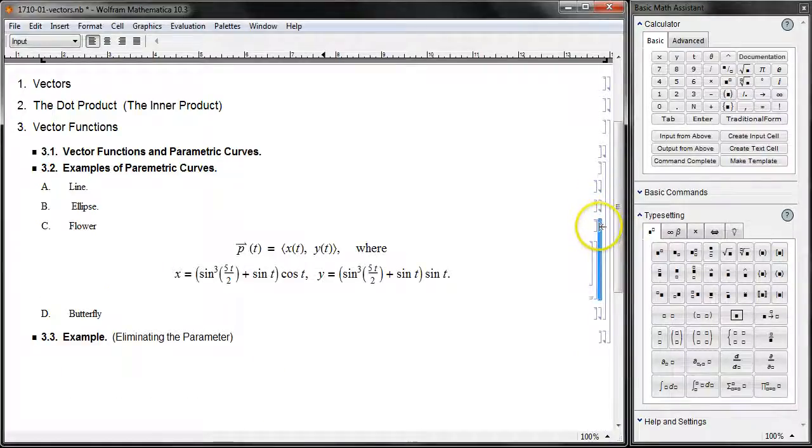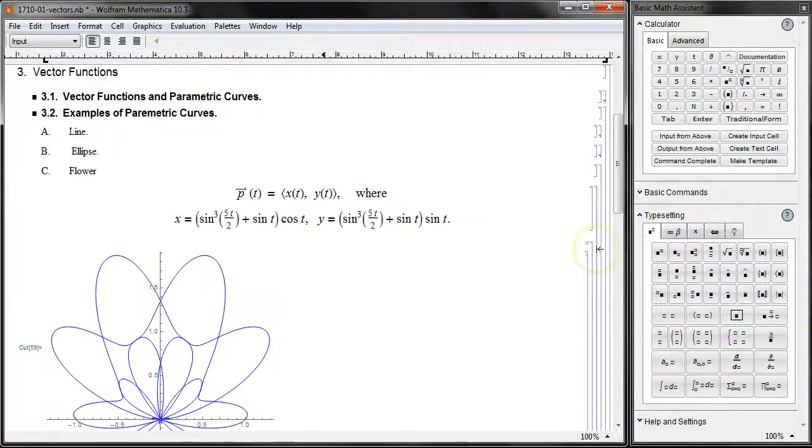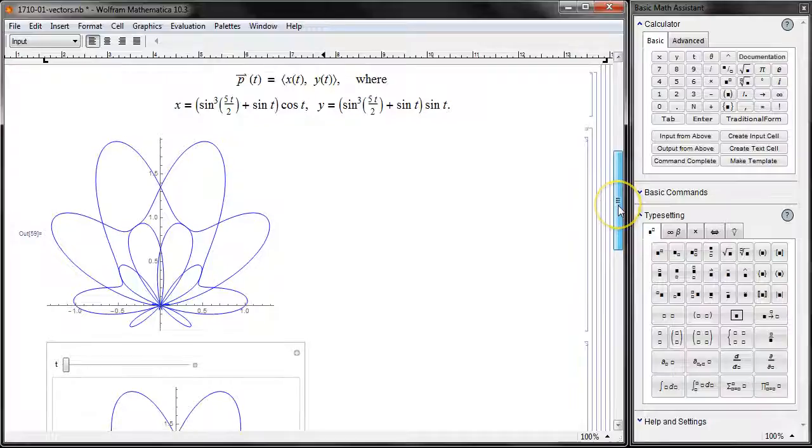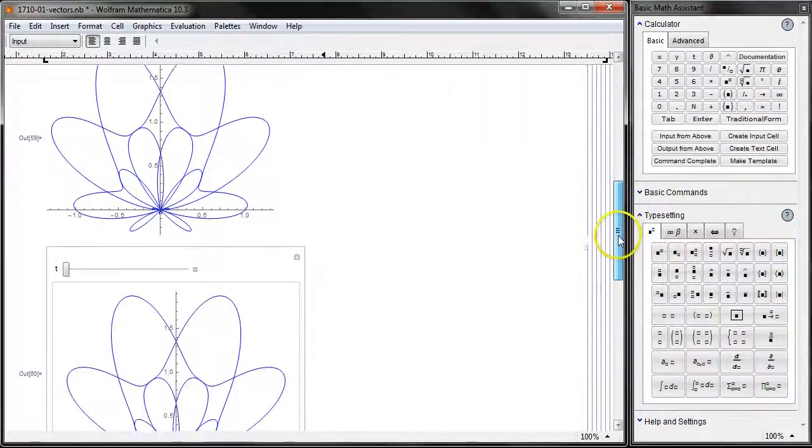There are even more spectacular examples like this one. Here, the vector function is given as x of t comma y of t, and x and y are really complicated, with a lot of sine and cosine, and sine and cosine are periodic, so you expect a closed curve. Indeed, you have a curve like this, which is aesthetically beautiful. I named it flower.